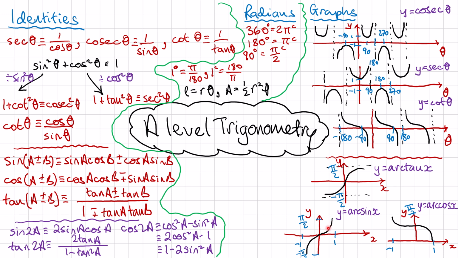Arcsine is like a chopped off version of the reflected graph of sine in the line y equals x. So it has a limited range and domain, and the same with arccos, a limited range and domain. Arctan doesn't have a limited domain. It goes on forever in the x direction, but it does have a limited range. It's always going to be less than pi over 2 and greater than negative pi over 2.